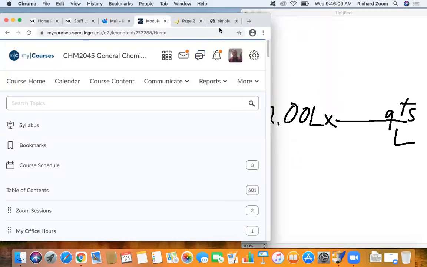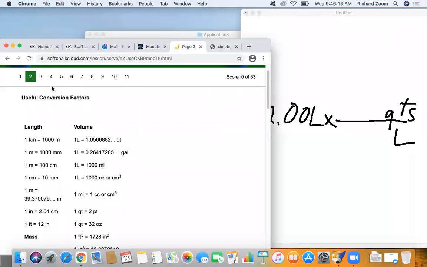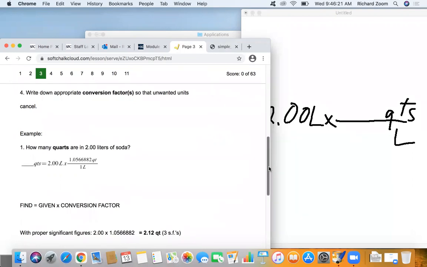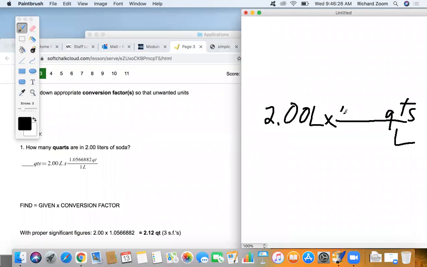Okay. So going back to what we were talking about here. We've got these values and that's what goes in those specific slots. You need to use all of those numbers, 1.0566882, and that's over 1 liter. Again, we get these numbers off the conversion table. Then we can do the math on that, which is 2.00 times 1.0566882. That will provide us with a value that is three significant figures.